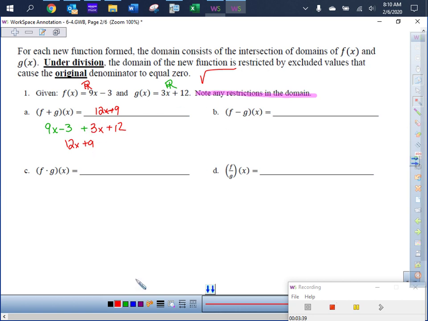Now let's play the game of subtraction. We'll take F since he comes first, and that's 9x minus 3. And we need to subtract away G. Remember, when you subtract away a binomial, you have to put it in parentheses.